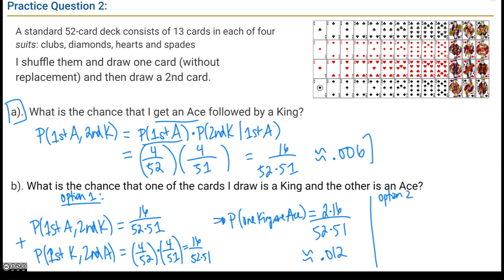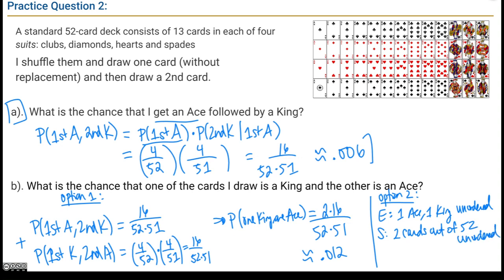Option 2 is I can use counting principles to think of this, because I can really just imagine I'm grabbing 2 cards out of a deck of 52. And so if I want to use counting, this is really where combinatorics is going to come into play, because I'm going to think of my event E as grabbing one ace, one king, unordered. Order doesn't matter. And my sample space is just going to be any 2 cards out of 52.